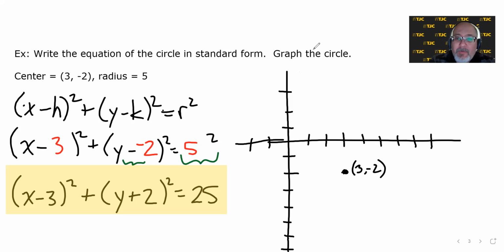and right. For example, if I go up 5, I'll go 1, 2, 3, 4, 5. And where does that put me? Looks like it puts me at the point (3, 3). If you count it off from the origin, over 3, up 3.